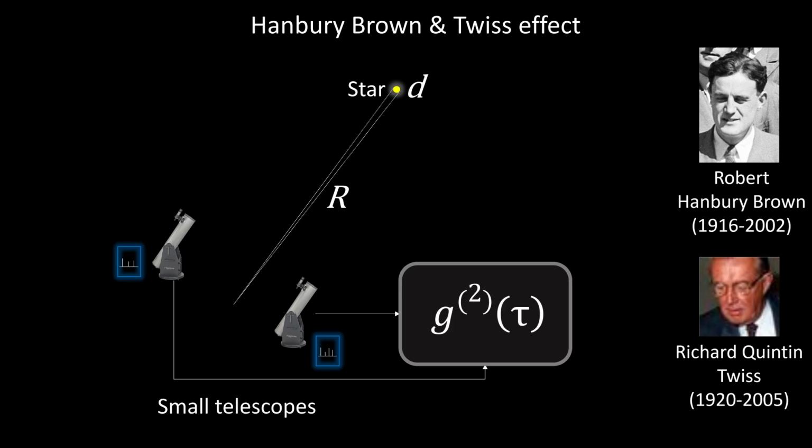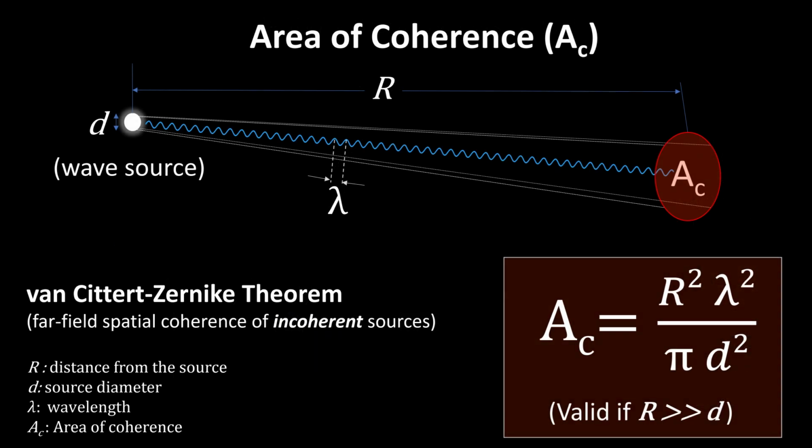The underlying math is pretty complicated, but the principle behind the idea is simple. For incoherent light sources, a relationship can theoretically be derived between the diameter of the light source d, its distance r, a wavelength lambda, and what is called the area of coherence, assigned here as AC. And the relationship between these four variables is described in this formula.